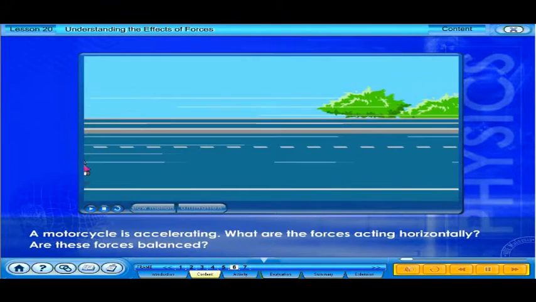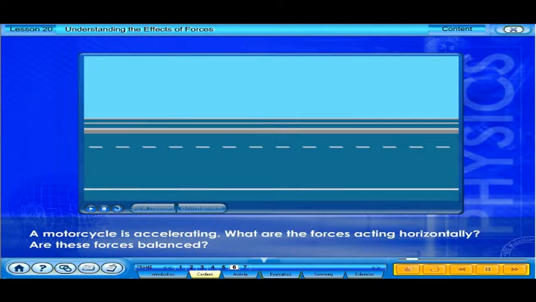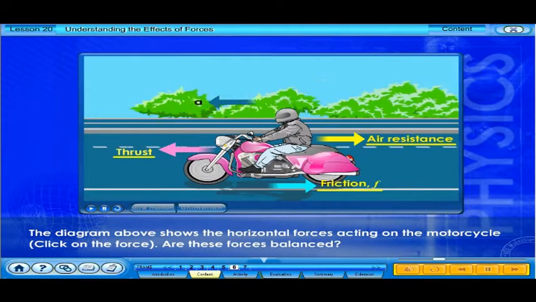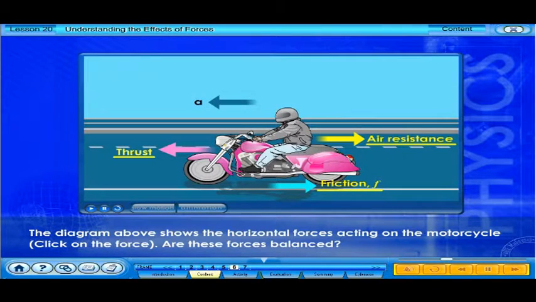A motorcycle is accelerating. What are the forces acting horizontally? Are these forces balanced? The diagram above shows the horizontal forces acting on the motorcycle. Are these forces balanced?